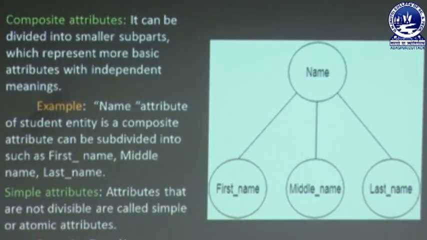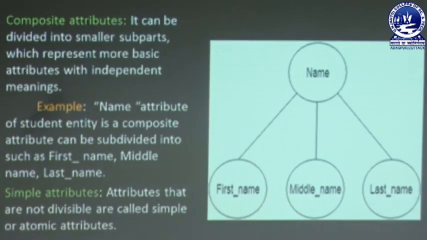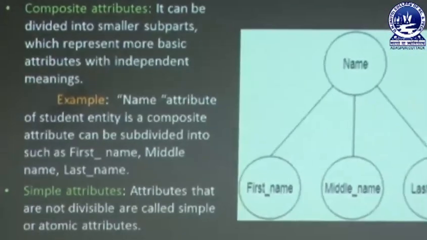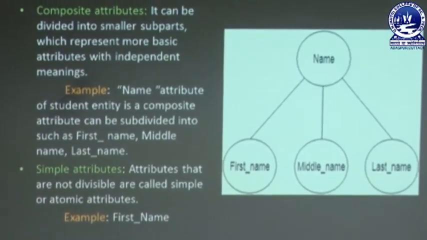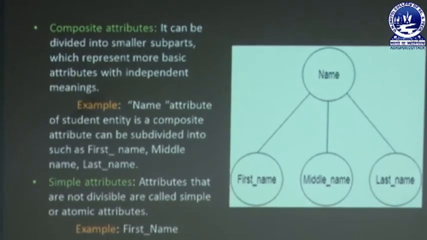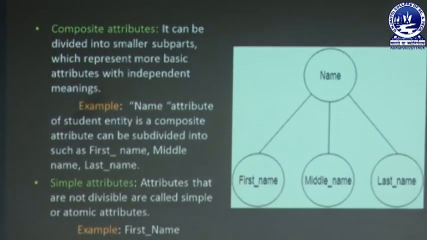Here we can also give another example, that is address. So, address can be divided into street name, street number, pin number. That is why address is also a composite attribute. Then what is simple attribute? Simple attributes are those that are not divided into subparts or not divided further. That is, first name is the simple attribute because first name cannot be further subdivided. So, this is the difference between composite attribute and simple attribute.